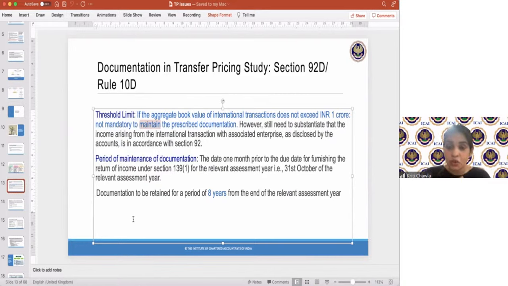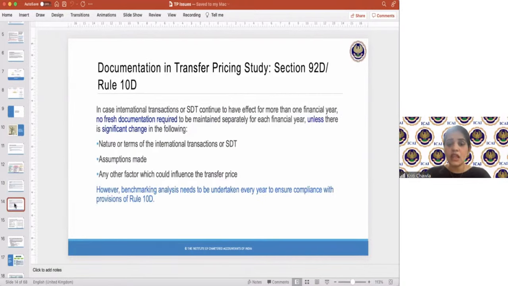You just have the requirement to maintain this transfer pricing study for a period of 8 years, every year. So they basically say that every year you have to maintain this transfer pricing study. So in year one, we have to maintain a transfer pricing study. We'll have to make this elaborate document and then just keep it with us.